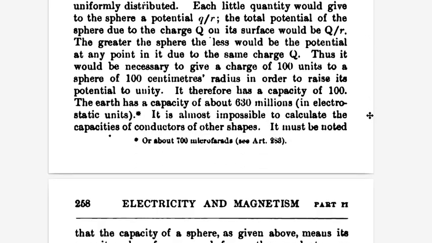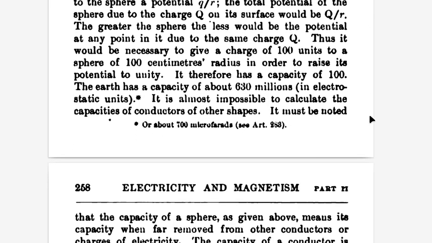The greater the sphere, the less would be the potential at any point in it due to the same charge Q. Thus it would be necessary to give a charge of 100 units to a sphere of 100 centimeters radius in order to raise its potential to unity. It therefore has a capacity of 100. The Earth has a capacity of about 630 millions, in electrostatic units. It is almost impossible to calculate the capacities of conductors of other shapes.